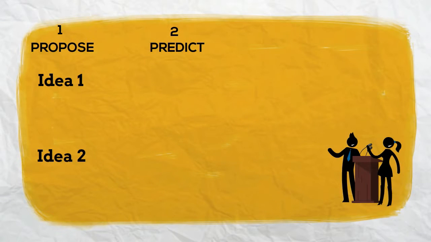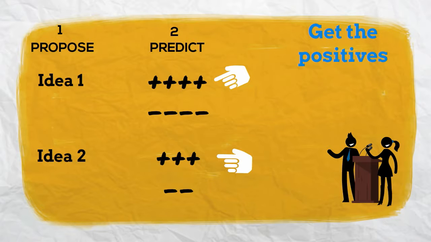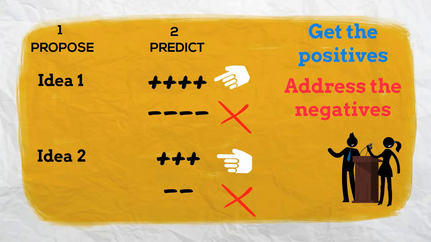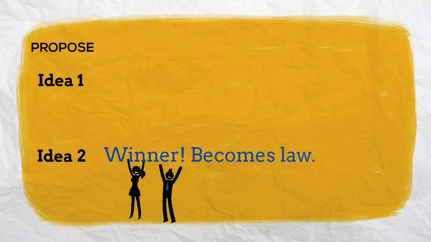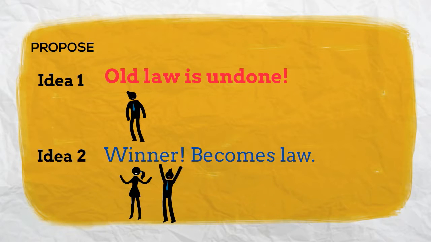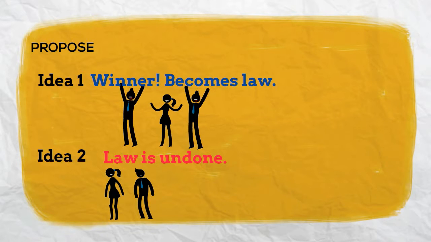Now, real debates often have several reasons for and against each proposal, but it's still important to try to get the positives and address the negatives of each side. Why? If one side wins a vote, but the other side doesn't feel heard, when the outvoted side gets a majority, they'll work to undo the decision, and we'll just keep going back and forth. And why does that happen?